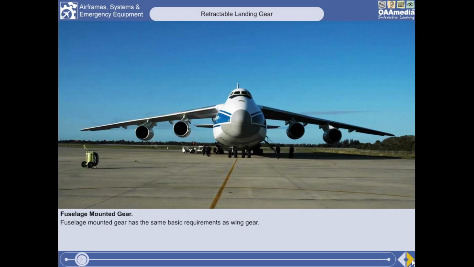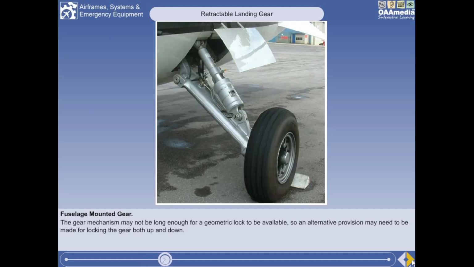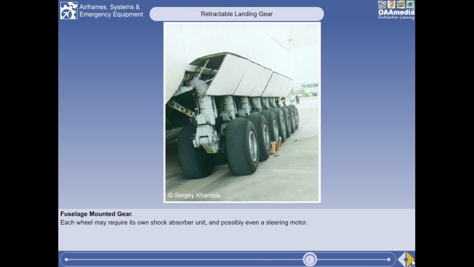For aircraft with the landing gear built into the fuselage, the requirements are basically the same as those for wing-mounted landing gear, except that often the gear mechanism may not be long enough for a geometric lock to be available, so an alternative provision has to be made for locking the gear both up and down. Depending on wheel layout, each wheel may require its own shock absorber unit, and possibly even a steering motor.